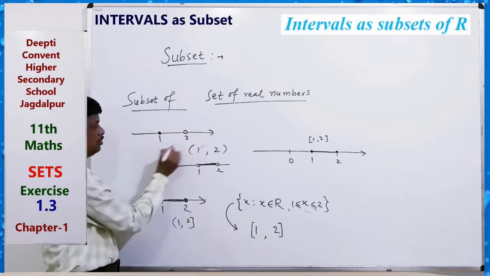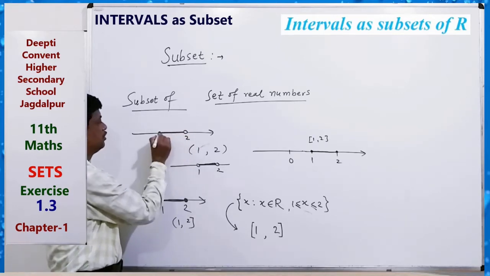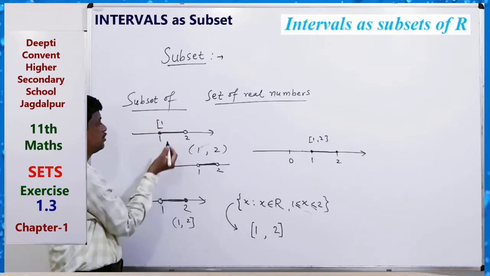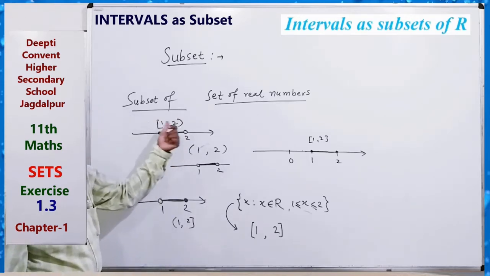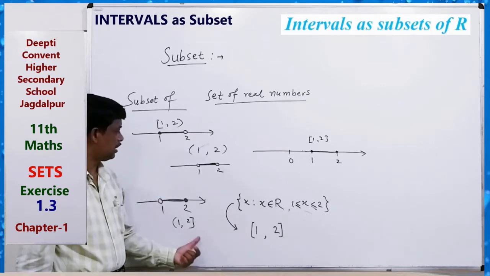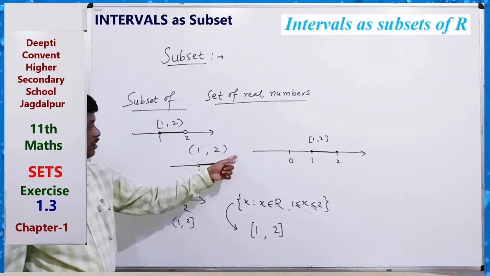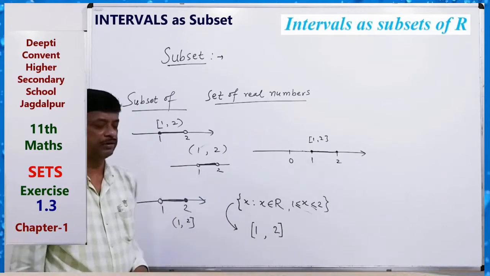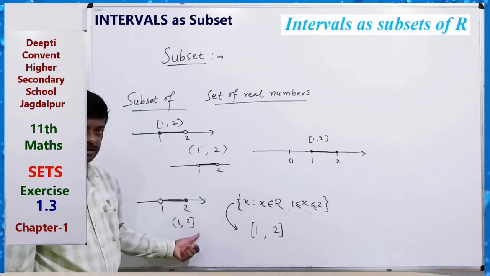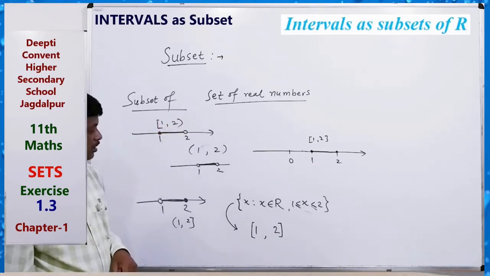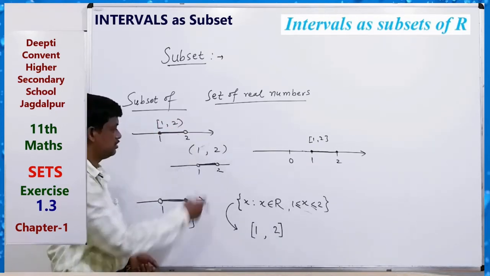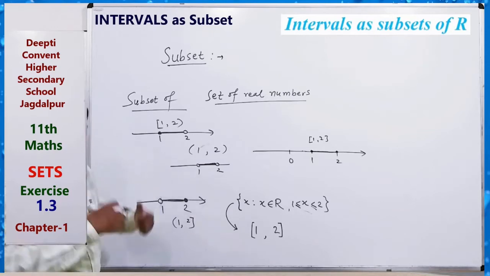And this is bold. That means what? Left side closed, right side open. So left closed, right open, left open, right closed, both are open. So open interval, closed interval, left open, right closed interval, left closed, right open interval, and you can represent graphically like this. These are the subsets of the set of real numbers.